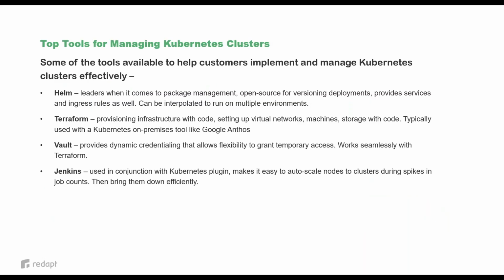A few of the tools available to help customers implement and manage Kubernetes are ones we have used in our journey helping customers. Of course, I think everybody's familiar with Helm charts. They are leaders when it comes to package management. They are definitely open source. For versioning deployments, they provide service and ingress rules. There are plenty of advantages. To use Helm, it's an interpretive language, so what you see is what you get.